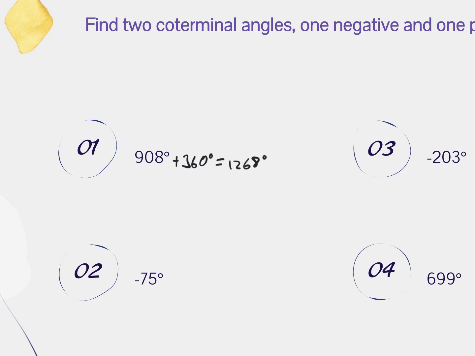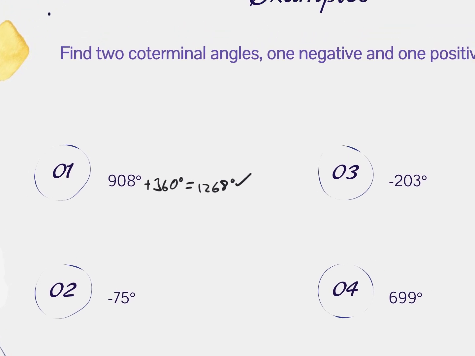1268, right? But that gets you a really big number. So I don't really want to use that as an answer, even though it does work. So this is a coterminal angle. I don't really want to use this as an answer, though, because we also want to find a negative one. So I can also subtract 360, a full circle, and you should still get a coterminal angle.